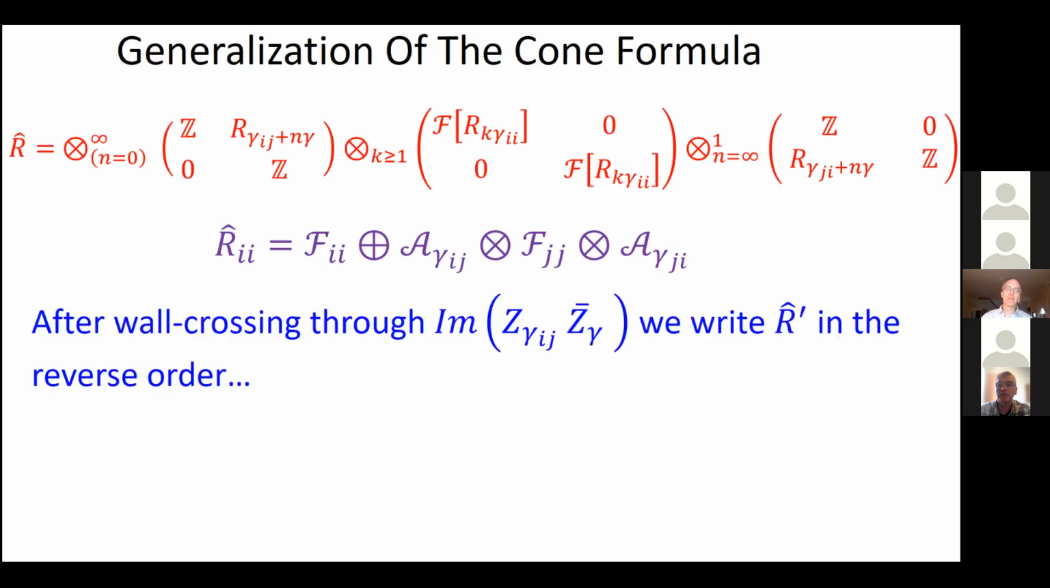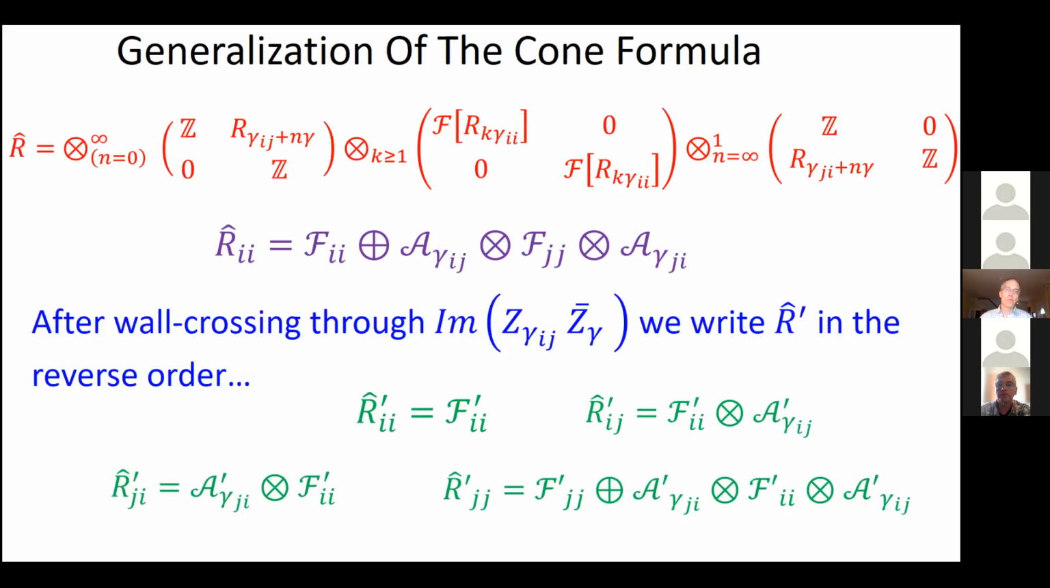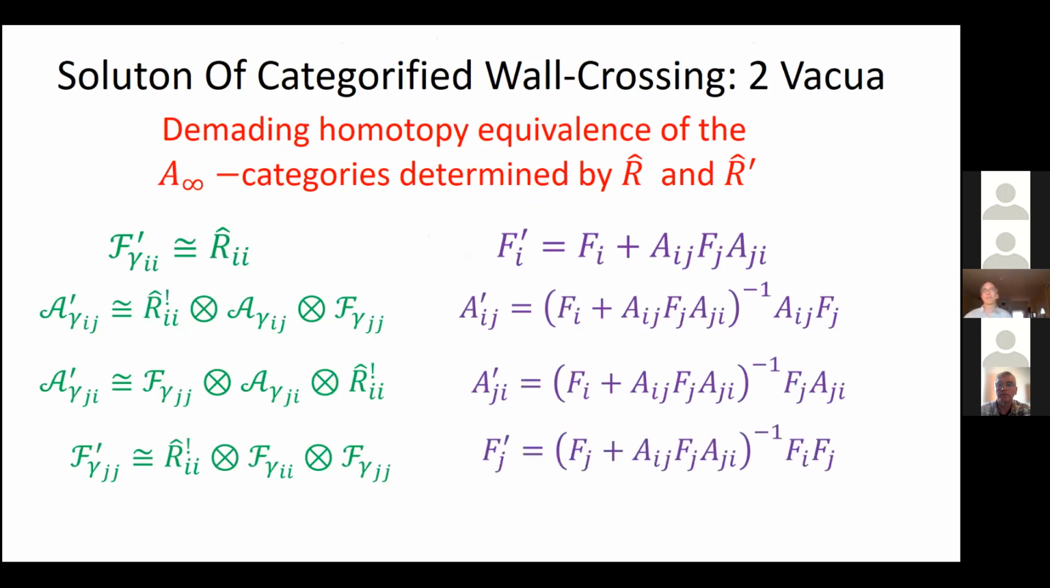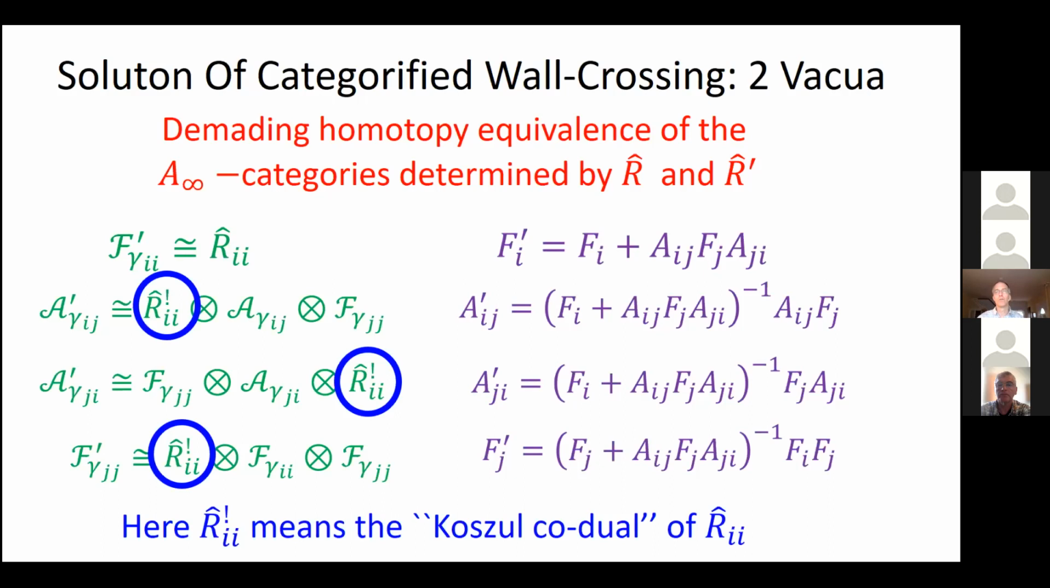So what happens as we cross a wall, this new kind of wall we call a k-wall? We write R hat prime in the reverse order. And so, of course, we have primed complexes on the other side of the wall. And demanding homotopy equivalence of the A infinity categories leads to the homotopy equivalences of these chain complexes for the primed space complexes in terms of the original ones. And this categorifies the general solution of the 2D-4D wall crossing formula I showed before. Now, notice that there's an inverse in the relation of A prime ij to A, and that inverse categorically becomes the causal codual of these Fock spaces, of this R hat ii.